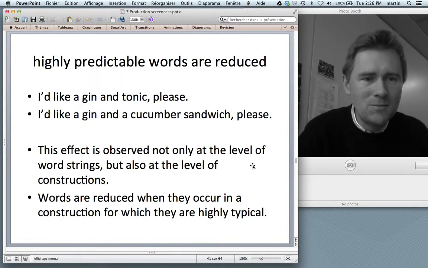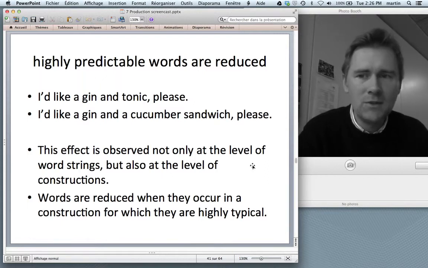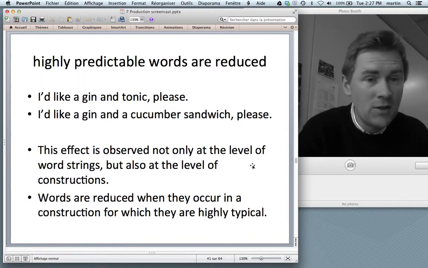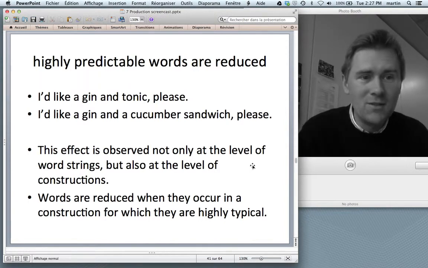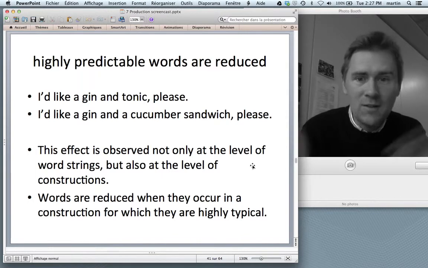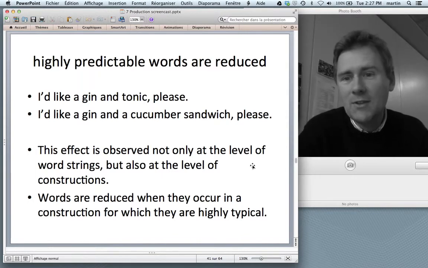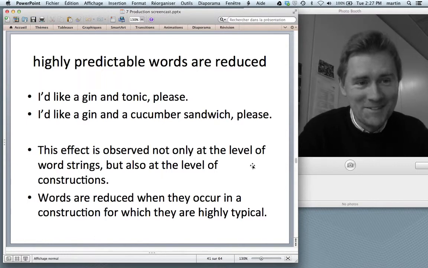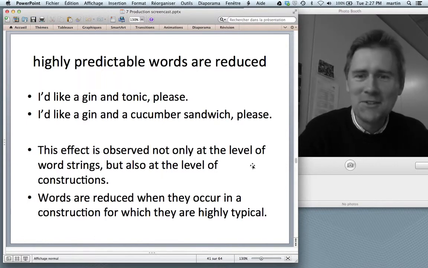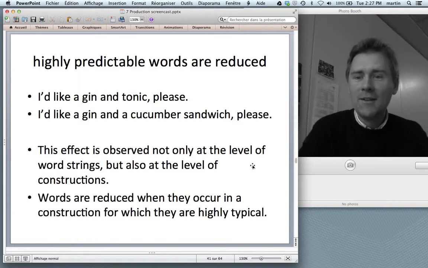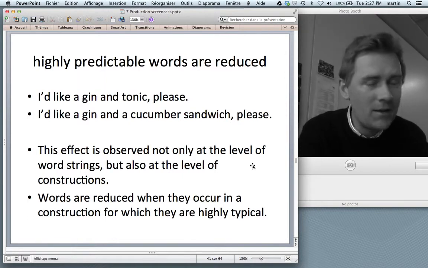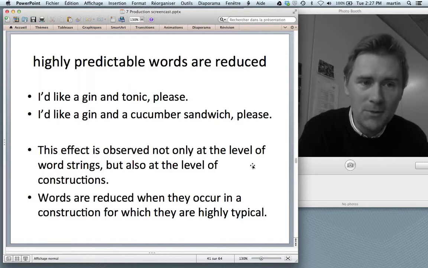Now, studies of speech show over and over again that highly predictable words are reduced. If you say something like, I'd like a gin and tonic, please, the "and" is hardly audible as such, because it's so predictable. What other word is going to occur between gin and tonic? Compare that to, "I'd like a gin and a cucumber sandwich, please." I've never ordered a gin and a cucumber sandwich, but probably I should. So in the first sentence, "and" barely audible. In the second one, you need to pronounce it.